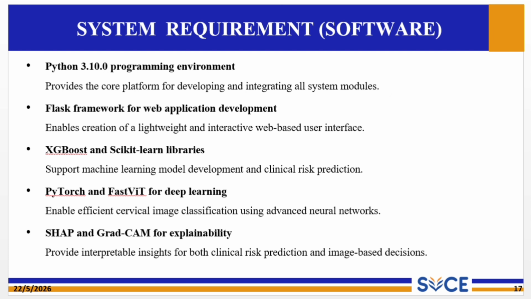Software requirements. Our system was developed using Python 3.10 as the core programming environment. Flask was used for developing the web application interface. XGBoost and scikit-learn libraries were used for machine learning based risk prediction. PyTorch and FastVIT were used for deep learning image classification. For explainability, SHAP and GradCAM techniques were implemented.